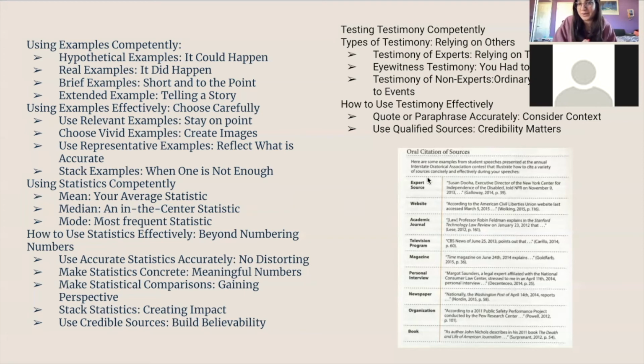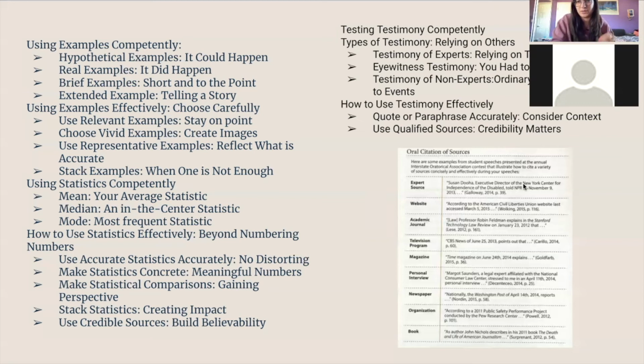How to use testimony effectively. We want to make sure we're quoting or paraphrasing accurately and considering the context of what we're saying. We want to make sure everything we're saying is accurate so we sound more reliable and more credible. Use qualified sources, because credibility matters. To make ourselves credible, we have to use credible sources. Again, kind of like Leo was talking about with chapter 4, making sure we are a credible speaker. And that happens with our examples, with our statistics, and with our testimonies.